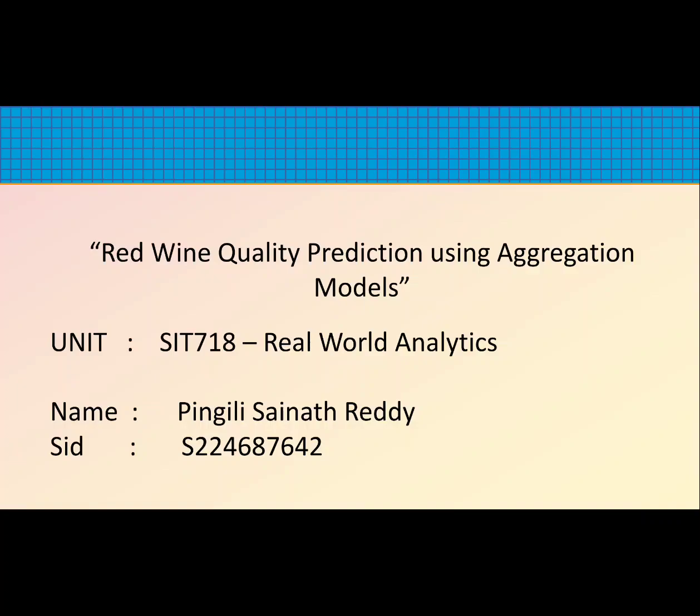I'm presenting my assignment on red wine quality prediction using aggregation models from the unit SIT718 Real World Analytics. In this assignment, it is divided into four tasks. In task one, we do understanding the data and visualization. In task two, we transform the data. In task three, we build models and investigate by applying different aggregation models. And finally, in task four, we predict the wine quality.